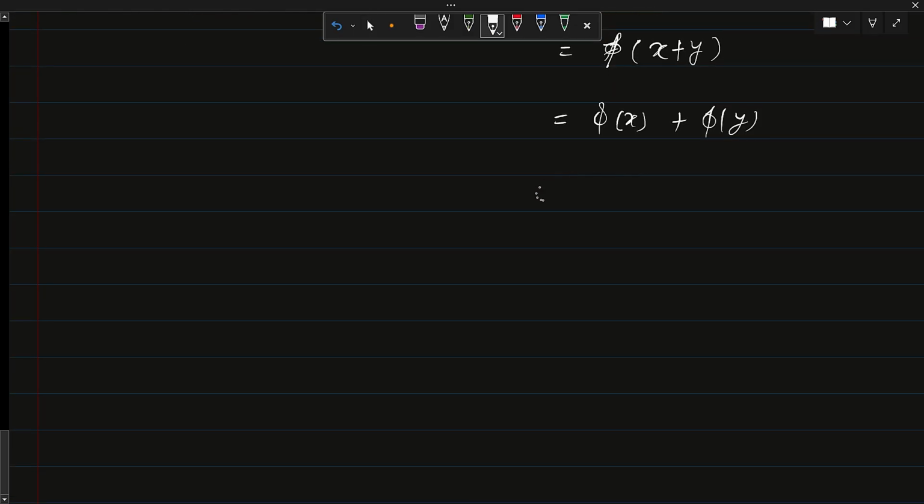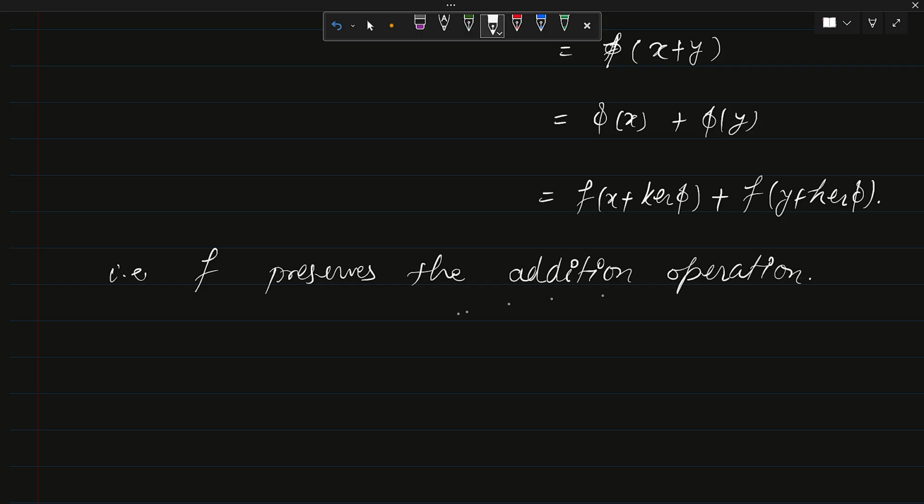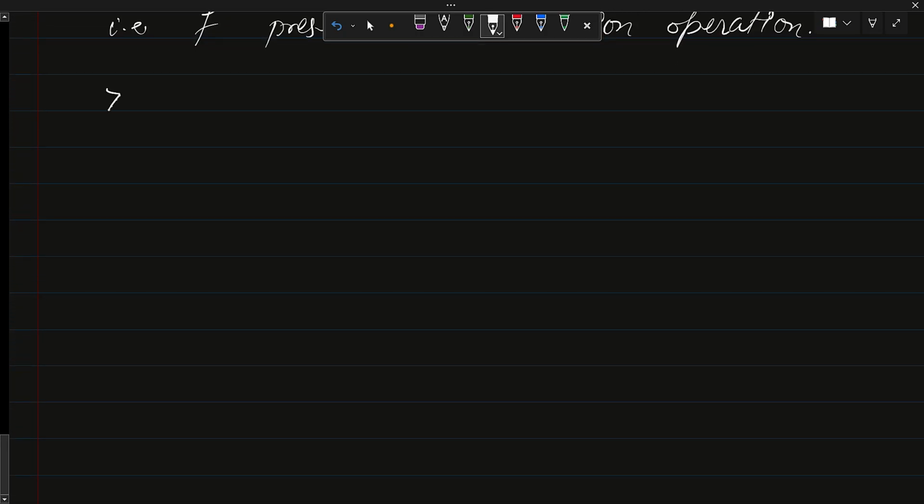Okay, now this will be equal to phi of x क्या है, this is the f image of x plus kernel of phi, and phi of y is the f image of y plus kernel of phi, right. So this shows that f preserves the addition operation. Okay, now come to the next part, वहां पर हम प्रूव करेंगे preservance of multiplication operation.